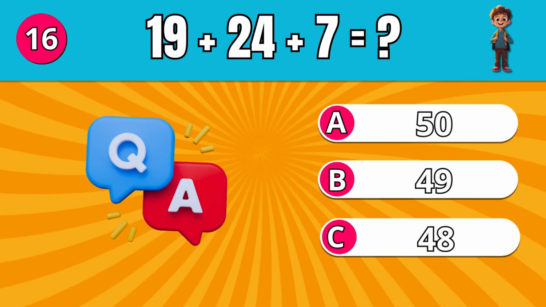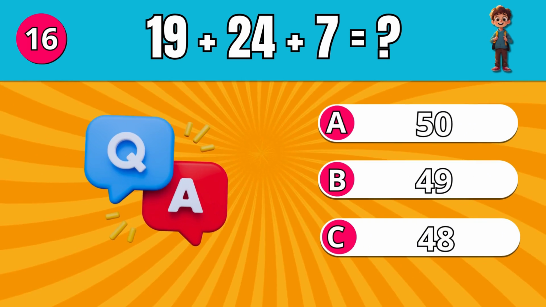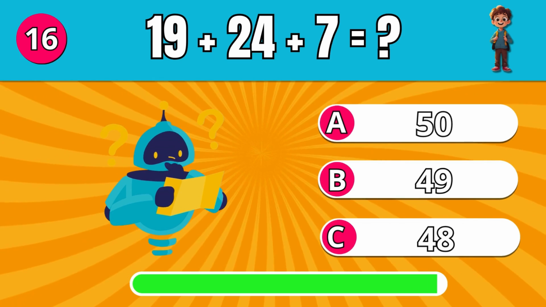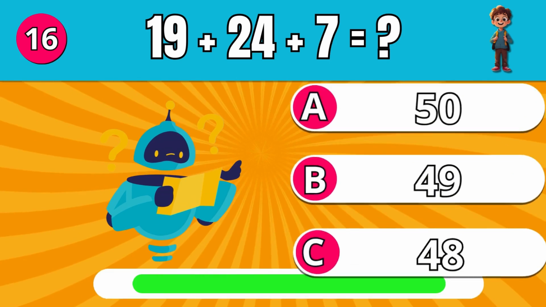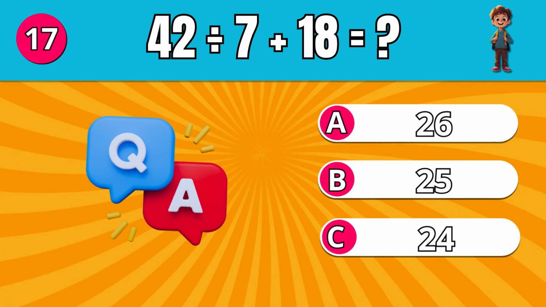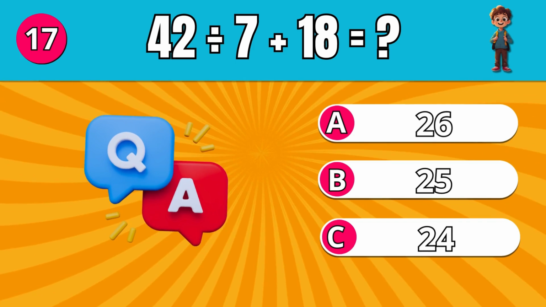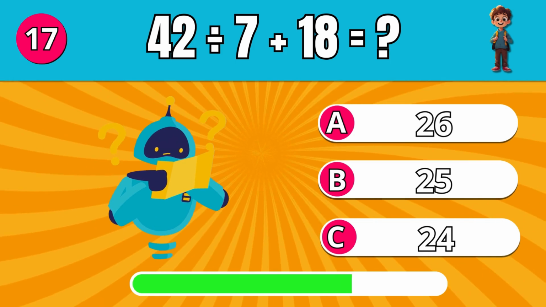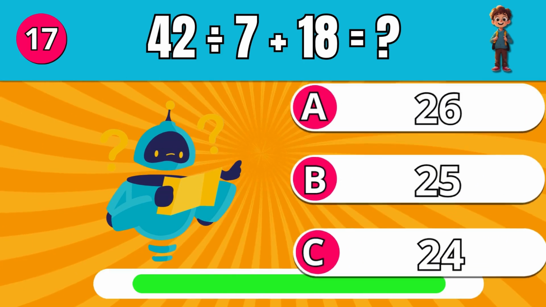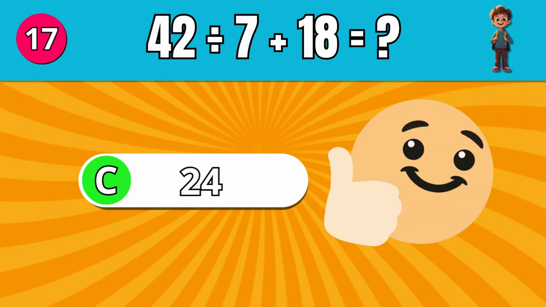Divide and then add to get the result. C 24. 18, then add 7. C, 17.